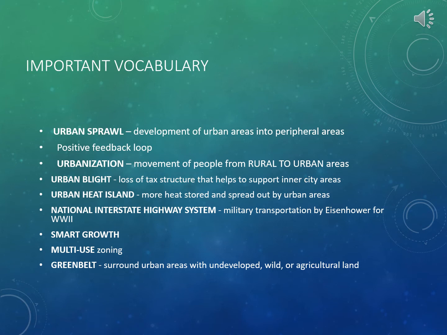So we've talked about the different kinds of public land in terms of these things that are run by the federal government. Let's start talking about patterns of land use in urbanization. Here are some important vocabulary and concepts that you need to know as we move through the discussion of urbanization. The first is urban sprawl. Urban sprawl is the development of urban areas into the peripheral suburban or unused areas around the city.